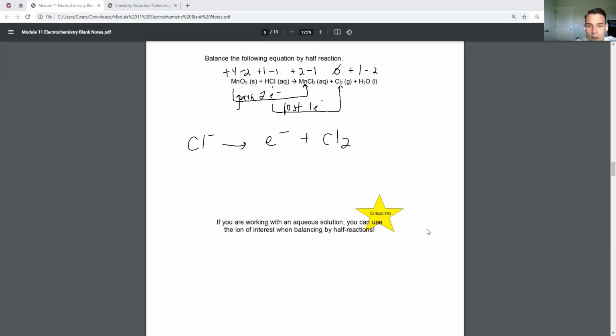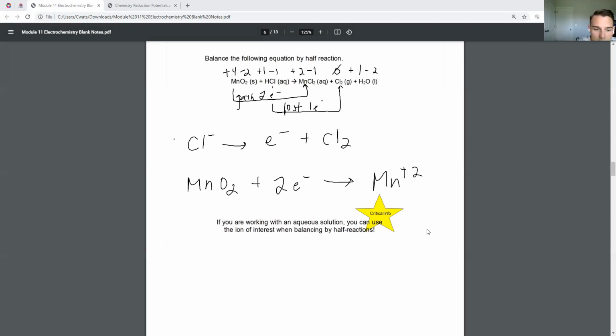And then for the other one, the manganese 4 oxide, since it's a solid, you have to keep it together. It gains 2 electrons to turn into, and I can just do the manganese +2 ion here because the manganese chloride is an aqueous solution. Now I have to go through and balance each one.